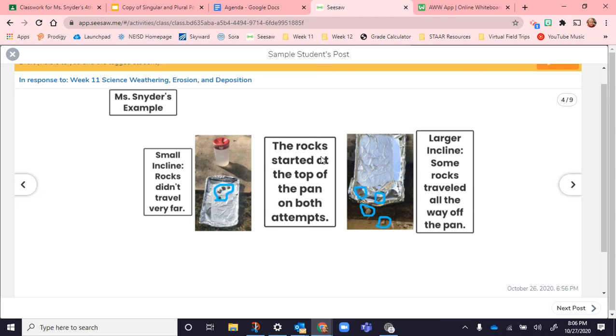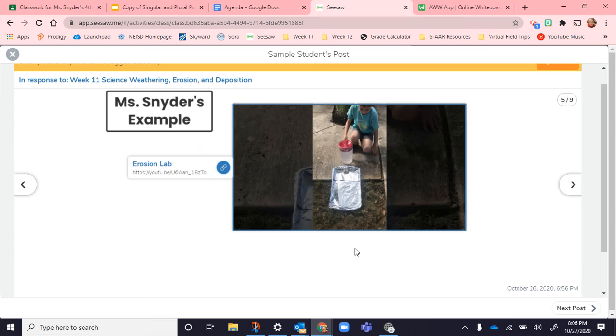So here, I did 2 different inclines to show how gravity's at work as well. So just on a small incline, I had the rocks all the way up here at the top. They moved so that I saw erosion, but the effect wasn't as great as when I put them on a larger incline. With the larger incline, they definitely traveled a lot further. So here you can watch the video of mine.